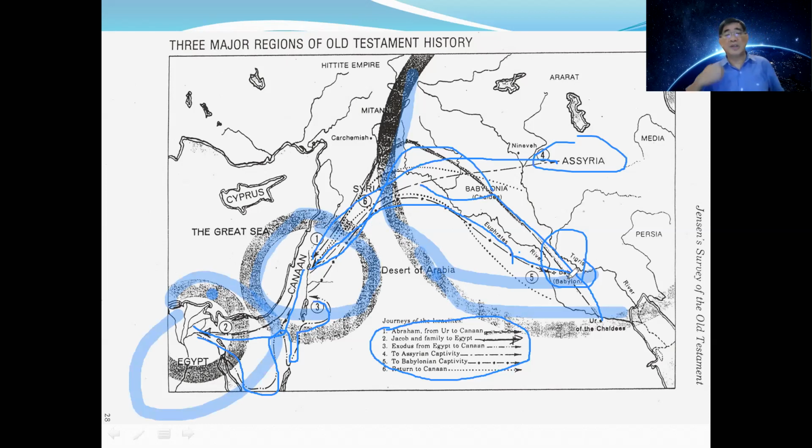So can you imagine the timeline? Abraham, 2000 BC, goes to Egypt. Then 1500 BC, Moses comes and takes them into Canaan. Then in Canaan, they were there from 1500 BC all the way to the Assyrian captivity, and then 586 Babylonian captivity.